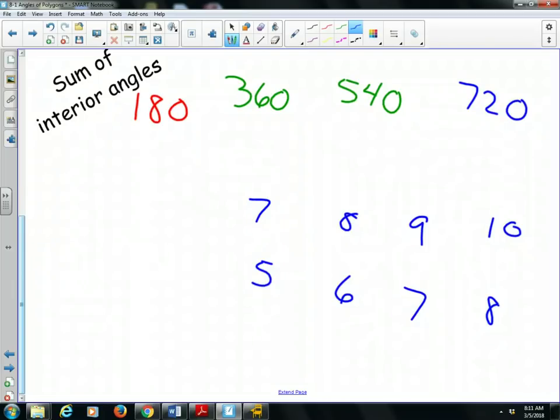It's always 2 less. And so if there's 5 triangles, then you'd multiply it by 180. If there were 6 triangles, you'd multiply it by 180. If there are 7 triangles, multiply it by 180. 8 triangles, you multiply it by 180, right?